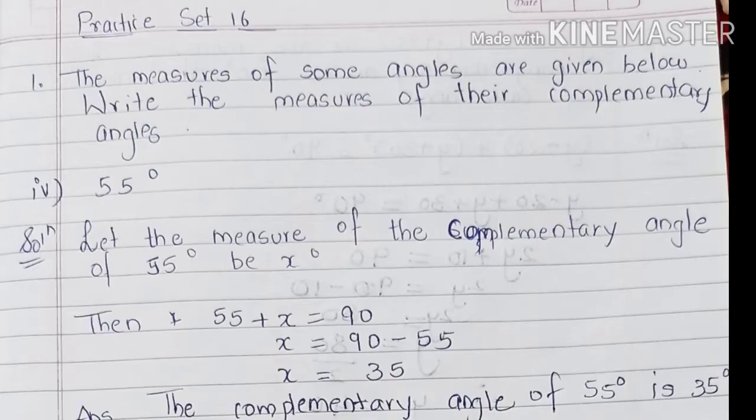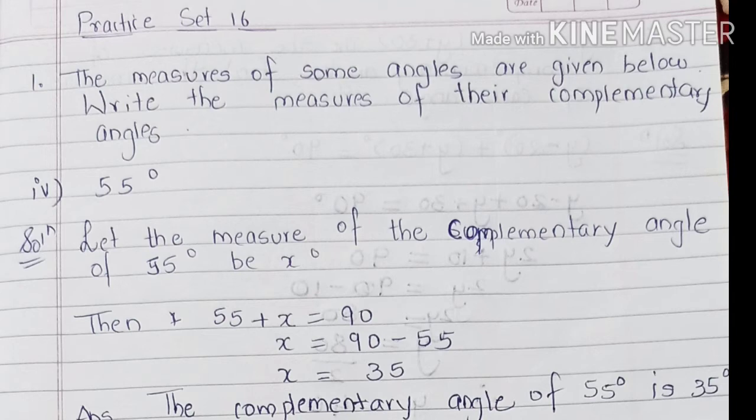Now let's solve practice set 16. The measures of some angles are given below. Write the measures of their complementary angles. Here we have taken the fourth question, 55 degree. We have to find out the measure of the complementary angle. So let's assume the measure of the complementary angle as x degree. Let the measure of the complementary angle of 55 degree be x degree.